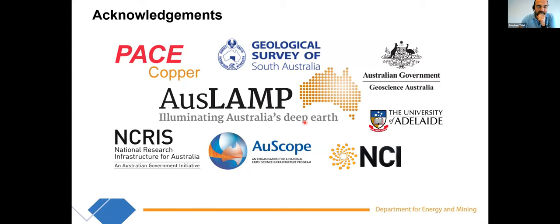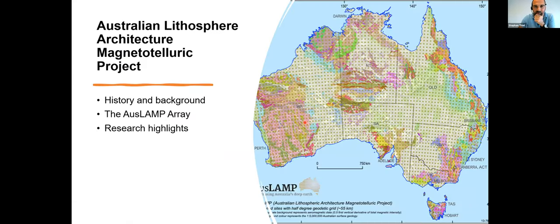It's very exciting. So today I'm going to talk a little bit about the history and background, really the steps that we as a community had to go through before AusLAMP really started in Australia. I'm going to talk about the AusLAMP array and how we're doing it in Australia itself. And then I'll run through some research highlights from various groups and some of the outputs that have come out of AusLAMP for mineral systems research, but also tectonics, etc.